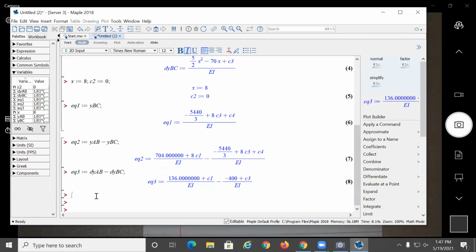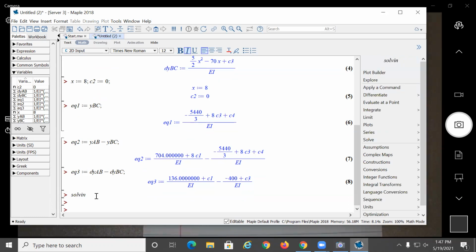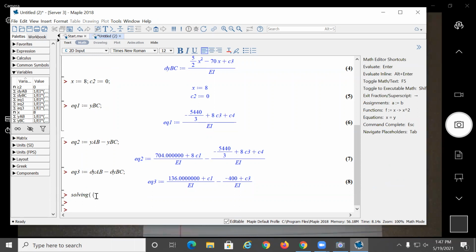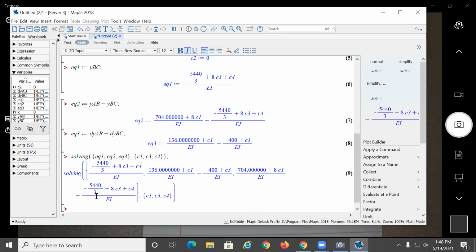In Maple, this is very good. We come over here, you only need to type solving. What are we solving? The system of 3 equations. So EQ1, EQ2, EQ3. And what are the variables we want to solve for? C1, C3, C4. Enter. And it's giving us everything in function of EI, but why is it not solving?